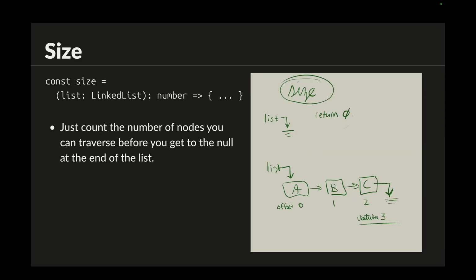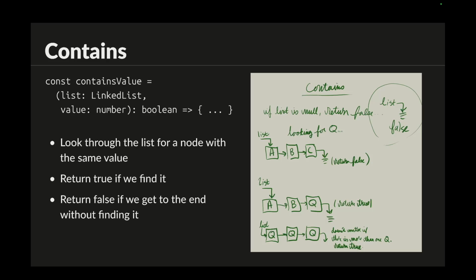So size. I'm going to speed things up here because my goal is to give you some practice in making your own drawings. I'll show what I did, but not necessarily talk it out. The size function just counts the number of elements that are accessible from the starting node and returns that number. The contains function returns true if any accessible nodes in the list have the given value, and false if they don't.